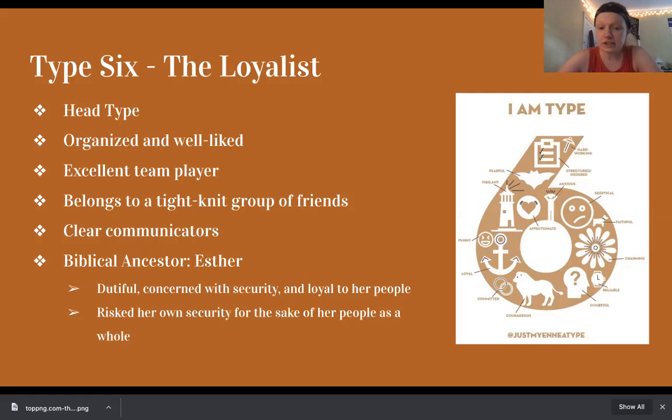Their biblical ancestor was Esther. She was very dutiful, concerned with security, and very loyal to her people. But she was so loyal that she risked her own security for the sake of her people as a whole, which can lead to some negative consequences that we see in day-to-day life now as well for type 6s.